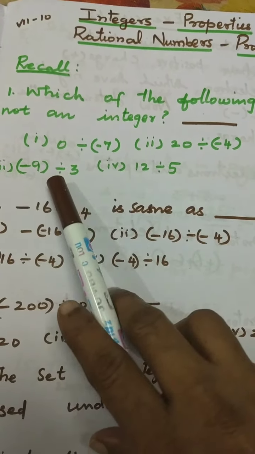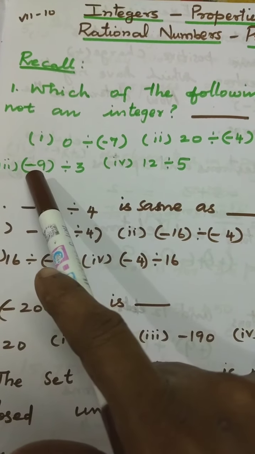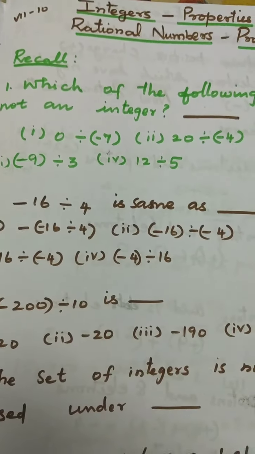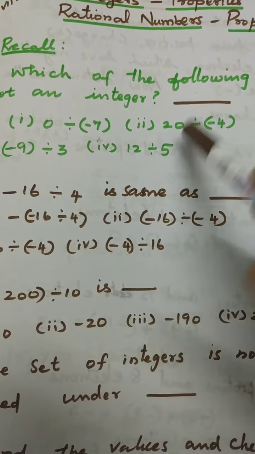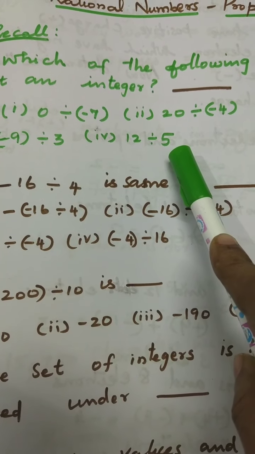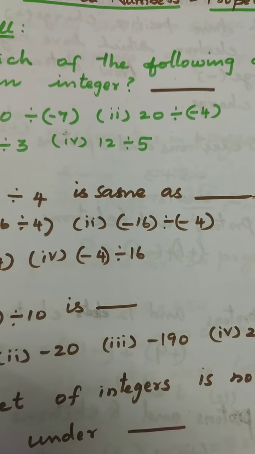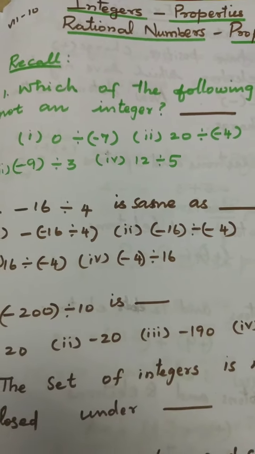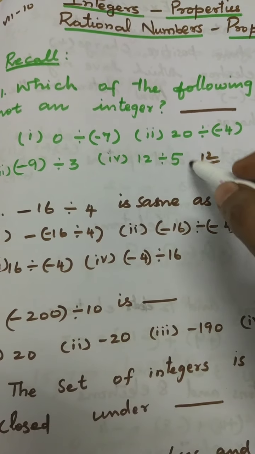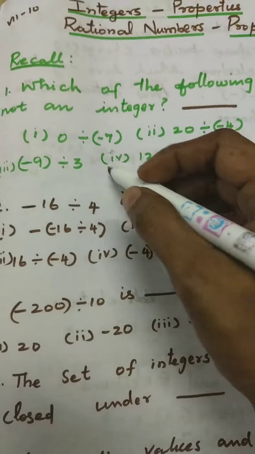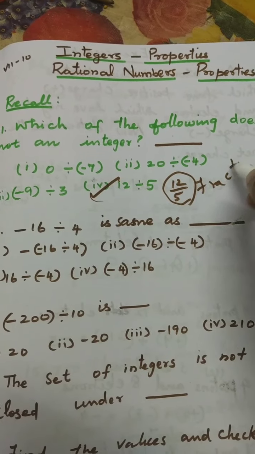Then minus 9 divided by 3. Yes, the answer is minus 3. So minus 3 is also an integer. Then here 12 divided by 5 is not an integer. It is a fraction. We cannot cancel 12 and 5, isn't it? So it is a fraction. So it is not an integer.